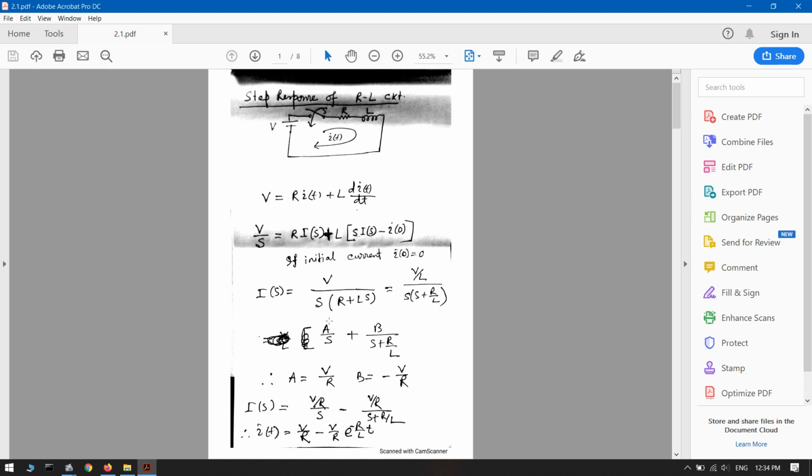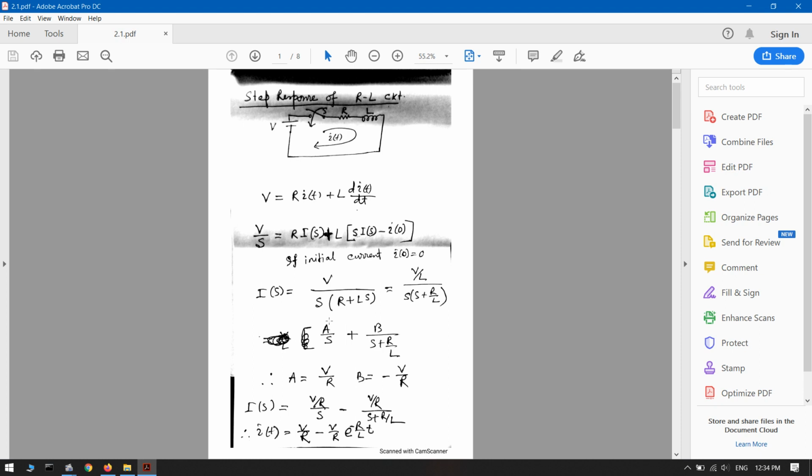Clear? Now see this circuit. Since it is a step response, it has a constant DC voltage source, and we consider that constant voltage level to be V volt, one switch S, one resistance R, one inductor L. If we think that the switch is closed, then if we apply KVL to this circuit, we can easily write that V equals R into i(t) plus L d/dt of i(t).